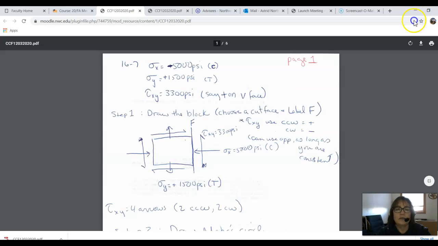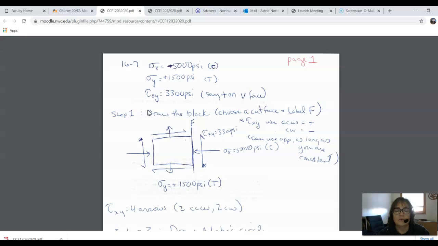So I'm going to go back up to my handwritten solution, and you can see that I've written out those three stresses, sigma x, sigma y, and tau xy. I have defined tau xy as being positive in the counterclockwise direction. You could define it the other way as long as you're consistent, but we will use tau xy as counterclockwise positive, clockwise is negative.